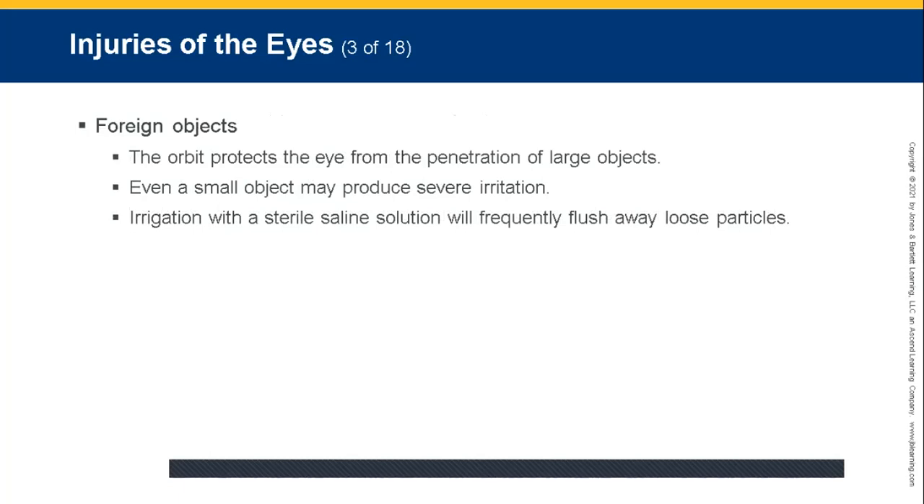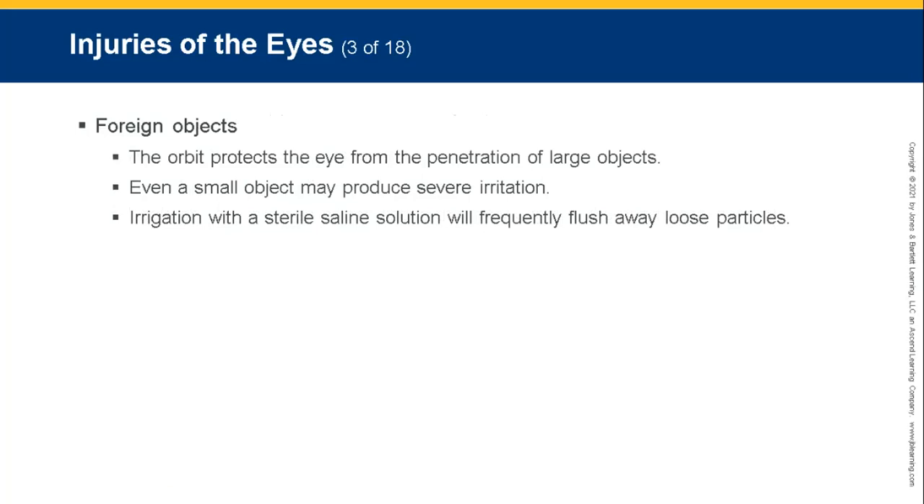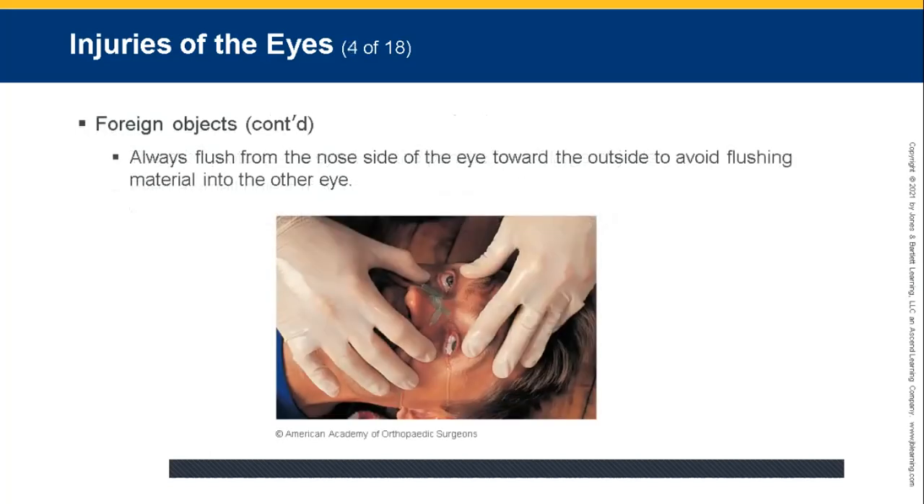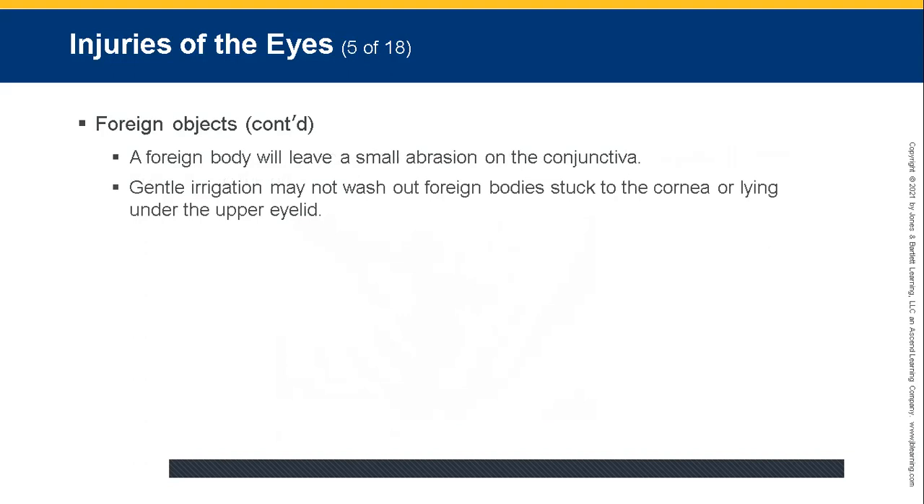Irrigation with sterile saline solution will frequently flush away loose particles. And when you're irrigating the eyes, avoid cross-contamination. So always flush from the nose side of the eye towards the outside to avoid flushing material into the other eye. A foreign body will leave a small abrasion on the conjunctiva.